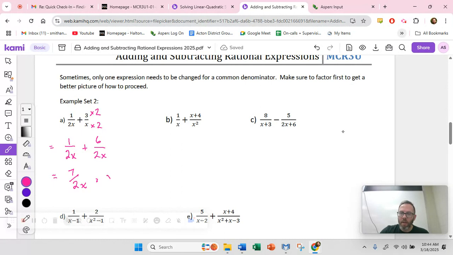Of course, we are in the habit of stating restrictions. This is true as long as x is not equal to 0. That's not so bad, right? Change one of them to have a common denominator.